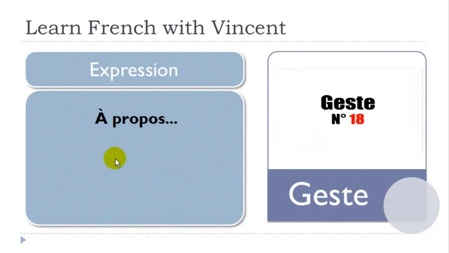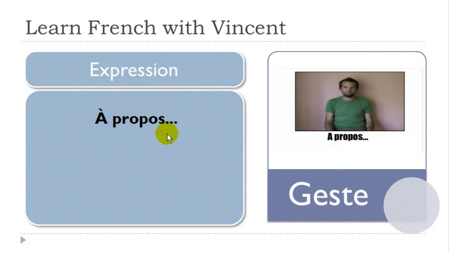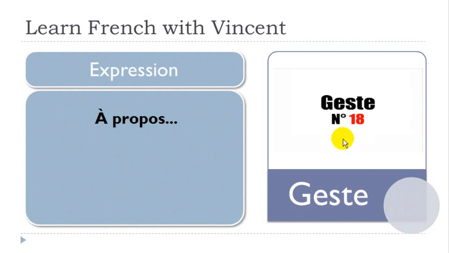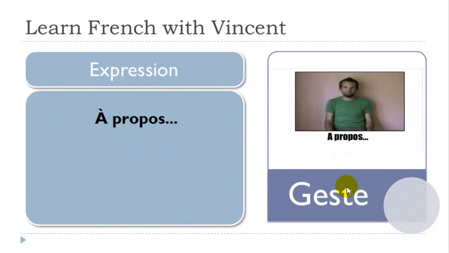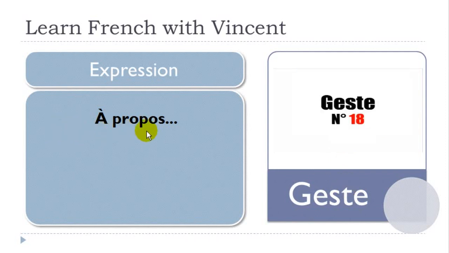Okay, next gesture, "à propos". À propos could be straight translated by "by the way". Okay, à propos. So look, everything is in the arm. That's it, à propos. All right, so translation, by the way.